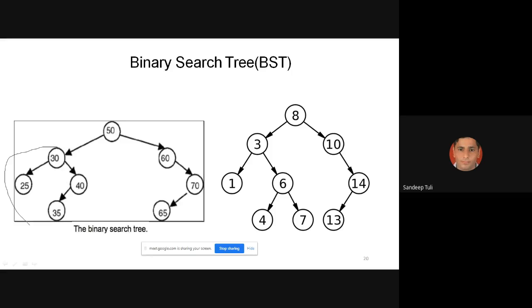For this subtree, 30 is the root node, and in the left all are smaller, and in the right all are greater than 30. In this subtree, 40 is the root node, all the smaller nodes are on the left side. In this subtree, 60 is the root node, all the nodes to the right are greater than 60. 70 से left में छोटे हैं. So it is following for every subtree actually. Same in this one. 8 से छोटे सारे left subtree में, 3 से बड़े सारे right subtree में, ऐसे करके. Is it clear to all now?